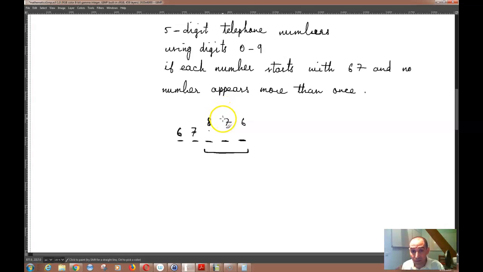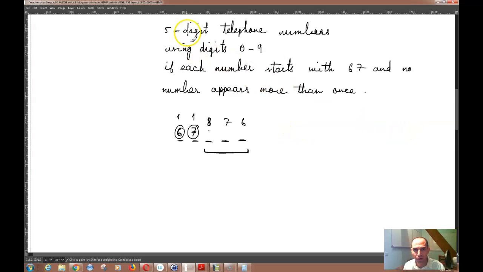So what that means is that there is only one way when you have a 6 over here and when you have a 7 over here. There is only one way of filling this placeholder. There are 8 ways of filling this placeholder, 7 ways and 6 ways.